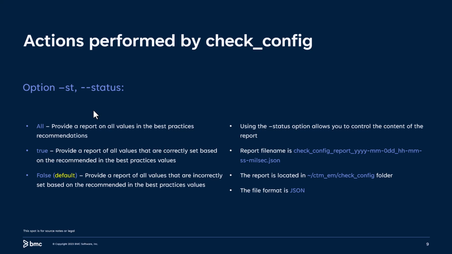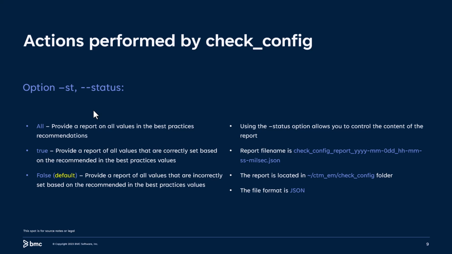Not specifying this option, using the default value of false, will report only on failed parameters. Specifying all will report on all the parameters listed in the KA, and specifying true will list only the parameters that are correctly configured. The report is always generated when using action fix or check, with the contents as specified by the -ST or status option. The report is written in the check config folder with the file name as shown here.